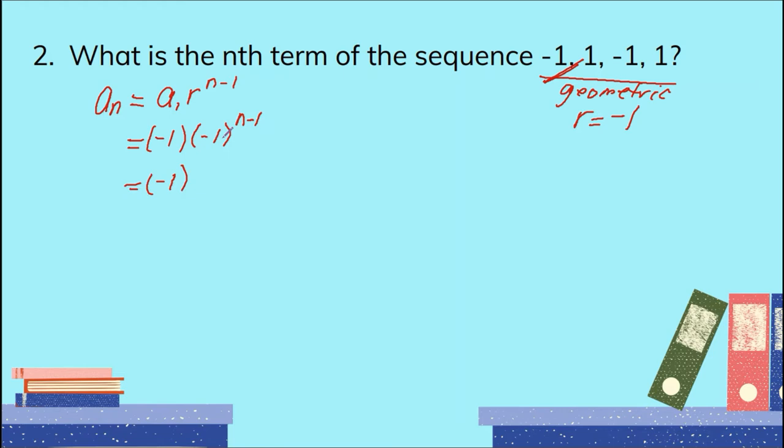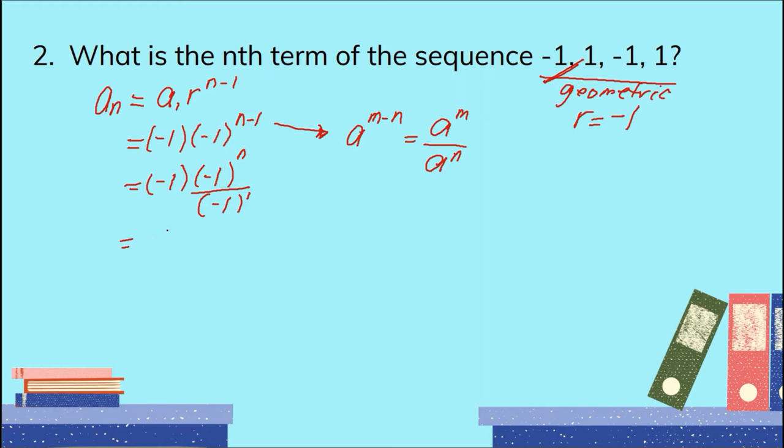Anong gagawin natin dito sa to the power of n minus 1? Okay. Dito, gagamitan natin siya nung property of exponent, where a to the power of m minus n is equal to a to the m over a to the positive n. So, yung minus naging positive na siya. Okay? So, ano mangyayari dito? Magiging negative 1 to the power of n divided by, pareho lang, negative 1 to the power of 1.